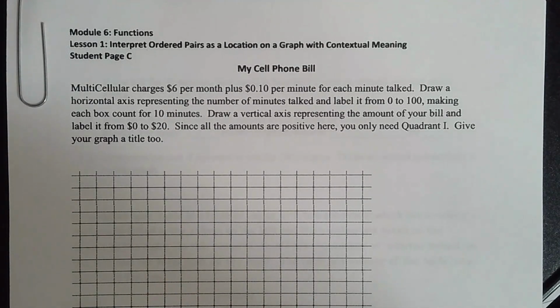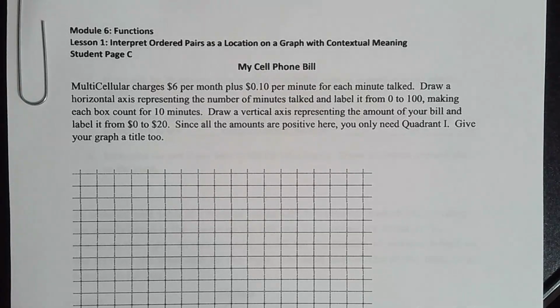The second part of Module 6, Lesson 1 deals with a cell phone bill, and we're going to do 5 different scenarios on this cell phone bill. So the two things you're going to need, if you have them, are a straight edge, because we're going to be drawing 5 different lines, 5 different graphs on the same coordinate plane. And if you have 5 different colored pens or colored pencils, that would be good too.